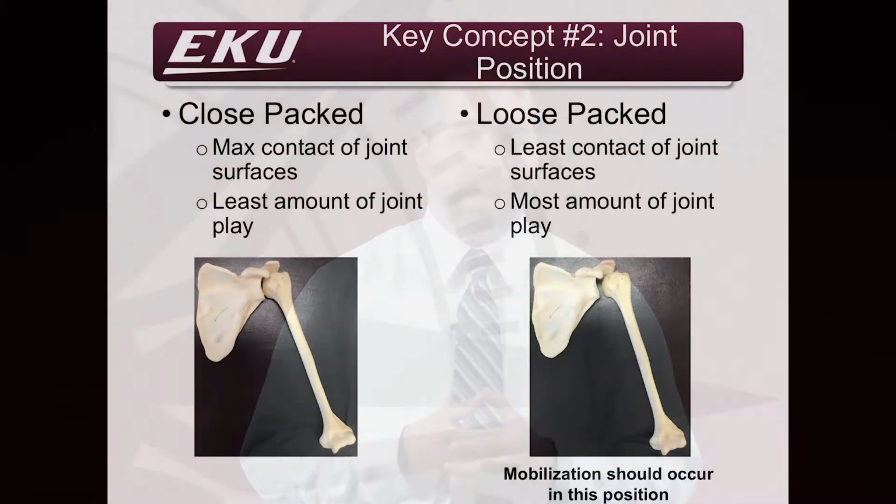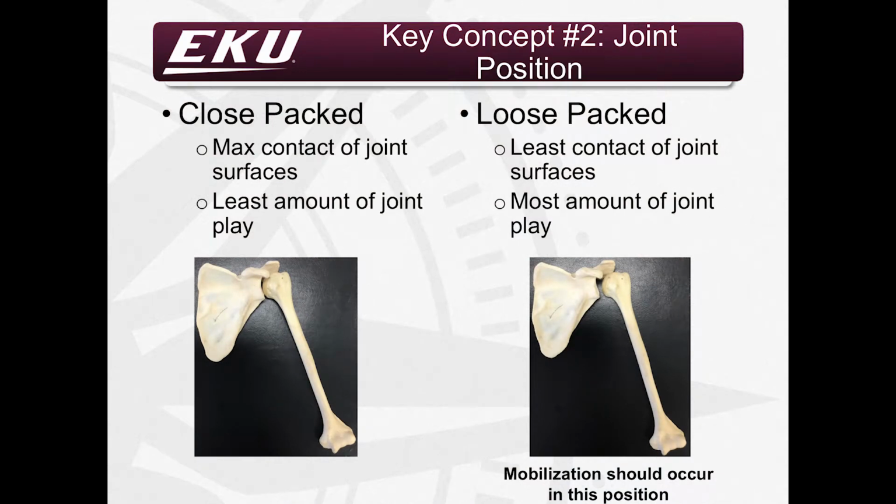Our next concept, joint position, is broken into 2 pieces: closed-packed and loose-packed joint positions. The closed-packed position is where the joint surfaces have the greatest amount of contact and where the least amount of joint play occurs. This position is considered to be the most stable, but it is not ideal for performing joint mobilizations. Instead, we perform the maneuvers in the loose-packed position, or the position where the most amount of joint play occurs.